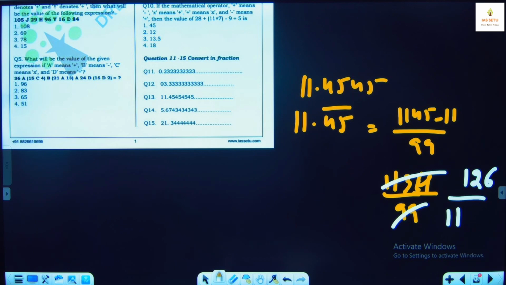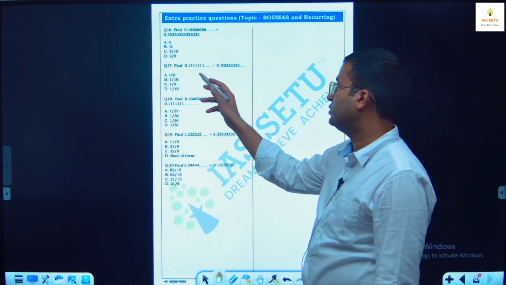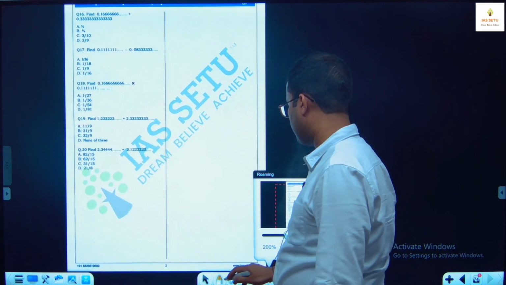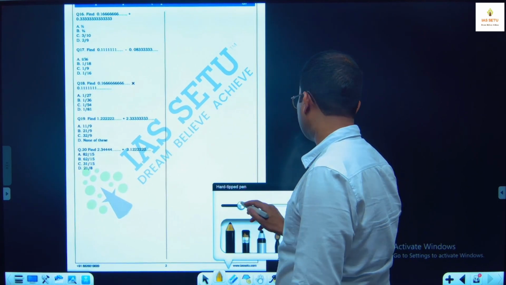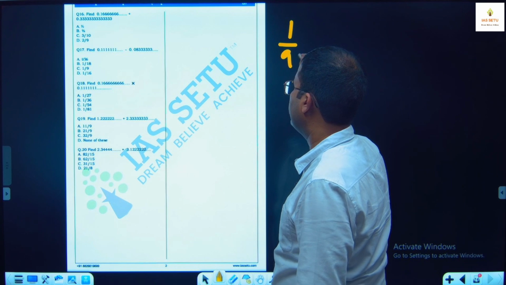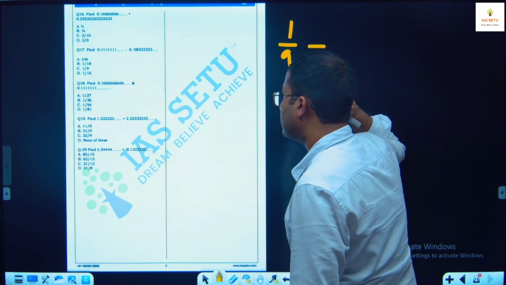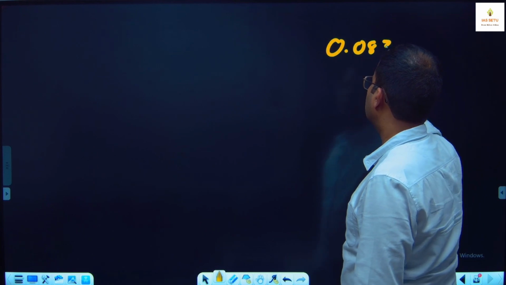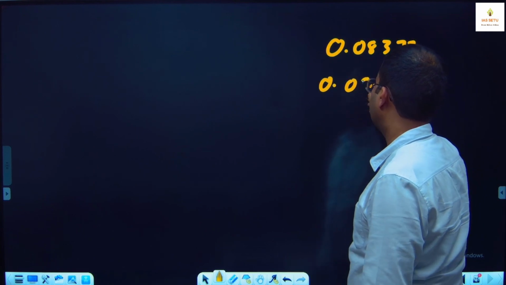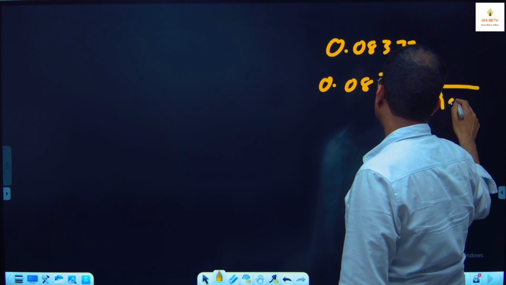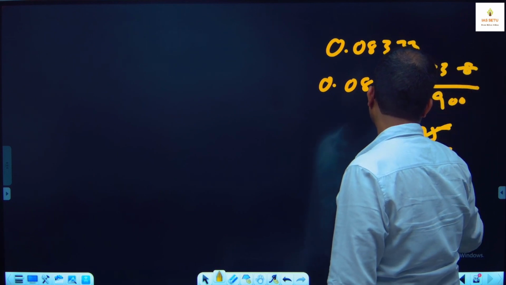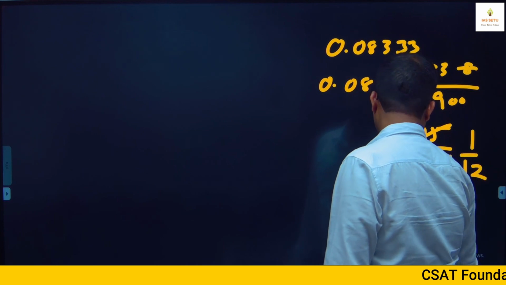Question number 17. Question number 17 is 0.1111 minus 0.0833. What is 0.111? If you convert in fraction, it is coming 1 by 9. What is 0.08333? How to check? 0.08 bar on 3. This is 900. 83 minus 8, it is 75 upon 900. You have to solve it. It will come 1 by 12.